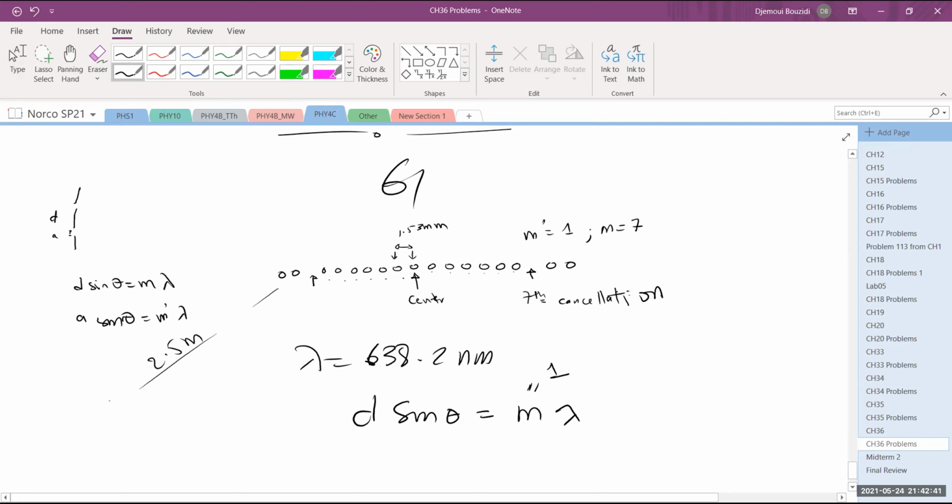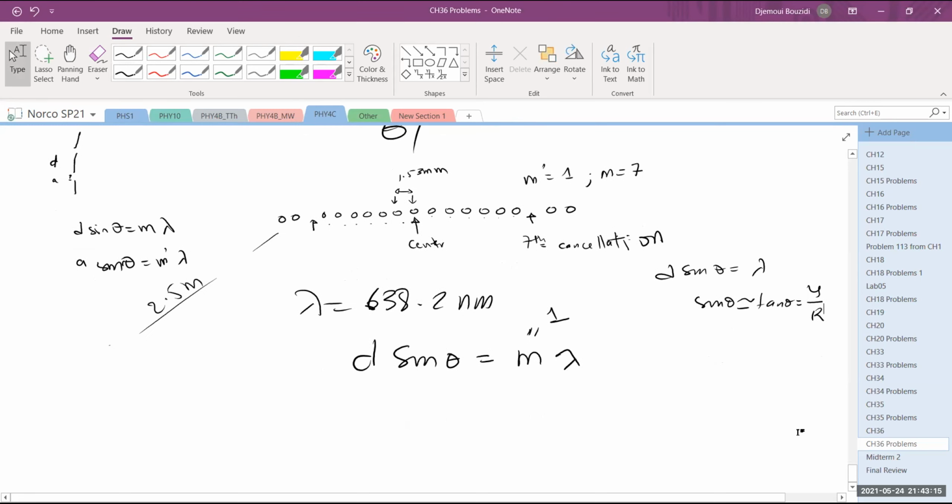So in other words, we're given this distance, and for small values of m, for small angles, d sine theta, in this case, is equal to lambda, but also sine theta is roughly equal to tangent theta, and tangent theta is equal to the ratio of this distance, which I'm going to call y, divided by this whole r. So we have theta from this equation, and we have lambda given, and we have m equals 1. So from here we can find d.